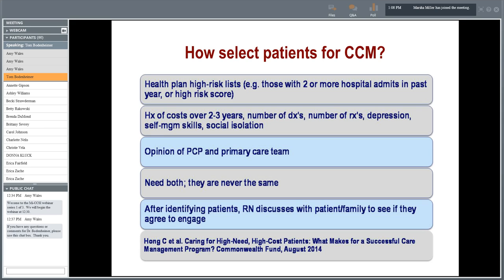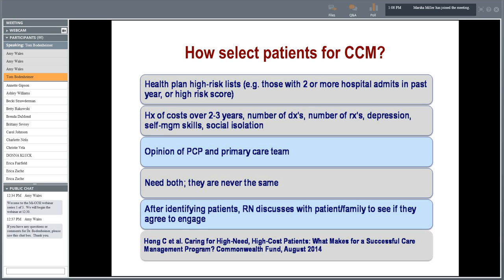But social isolation is also a very major issue in terms of people needing complex care management. So the health plans will often give you these lists of people that they think should be in complex care management. But you really have to talk to the primary care physician and the team to see whether that list makes any sense. So you need both the lists of risk scores, but you also need the opinion of the team. And what happens is that they're often very different.